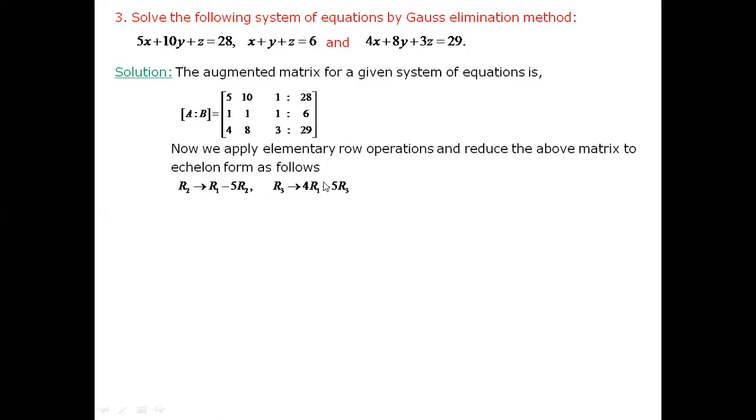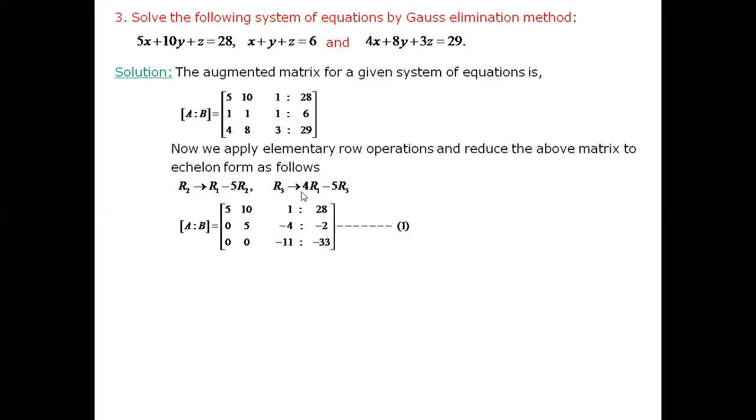So let us apply. We get, see, the first row we have written as it is: 5, 10, 1, 28. If we use this, R1 is 5 minus 1 into 5, which is 5 minus 5, 0. Second, R1 is 10 minus 1 into 5, 5. So 10 minus 5 is 5. This is 1 minus 5, we get minus 4. And this is 28 minus 5 into 6, 30. So 28 minus 30 is minus 2.